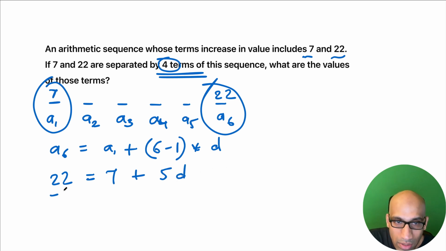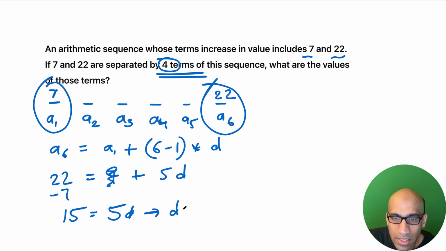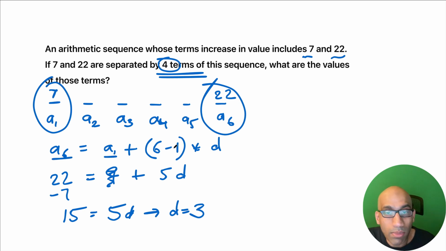So you subtract 7 on both sides, this is gone. 22 minus 7 is 15. So 15 is equal to 5D, and you can easily solve this to get D is equal to 3. See how easy it is? You just need to use this one formula. This is equal to the earlier term, plus this 6 minus 1, which is where again people make a mistake, and times D.